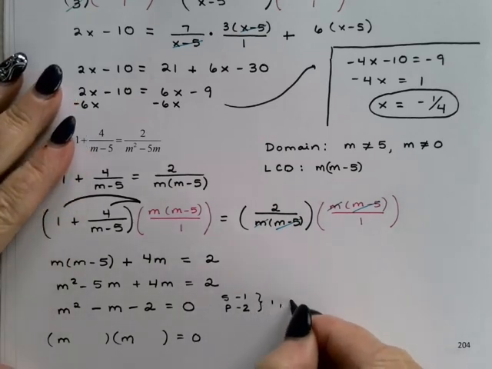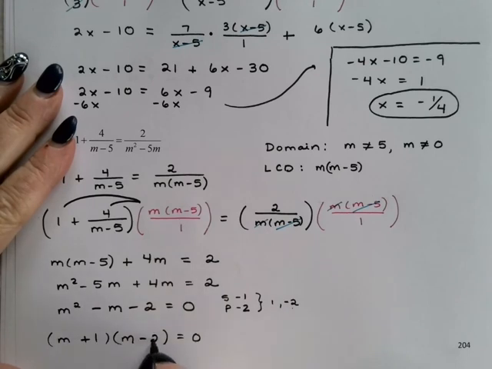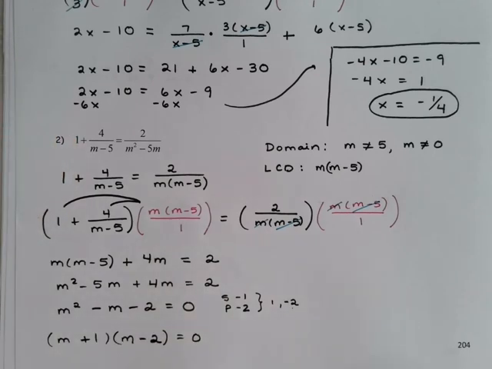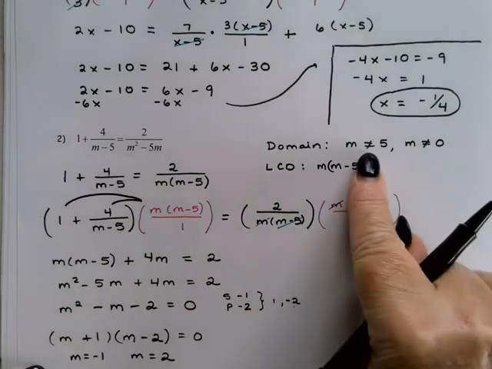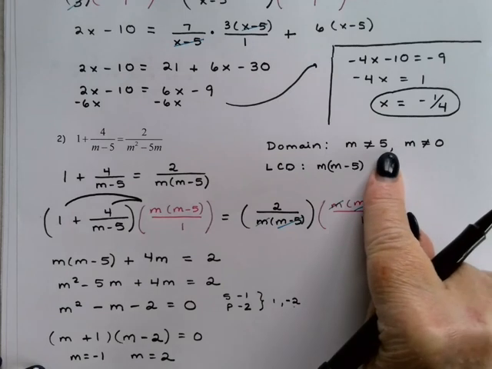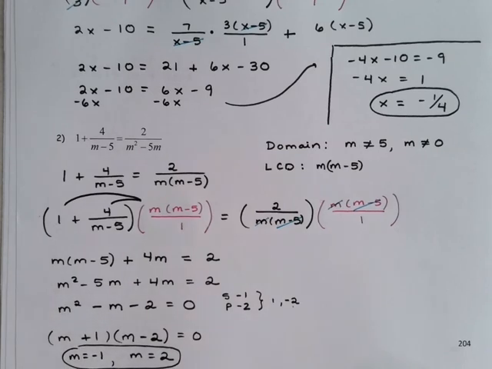Let's see, 1 and 2, with the 2 being negative, that'll multiply to negative 2, add to negative 1, so we're okay. M plus 1, m minus 2. And that's going to give me solutions of m equals negative 1 and m equals positive 2. I always want to double check, make sure those were not the excluded values, and in this case they weren't, so I have 2 good solutions to that equation.